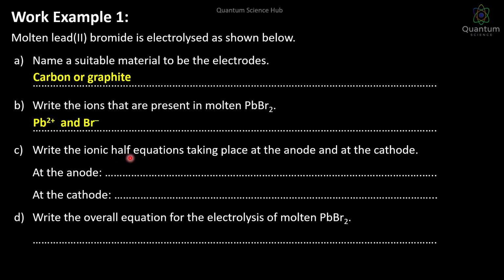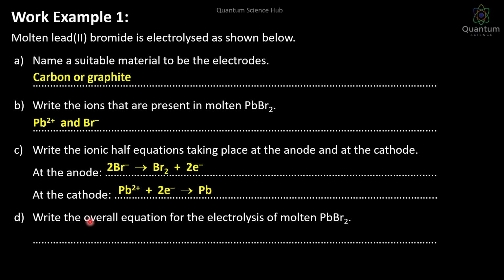Next, write the ionic half equation taking place at the anode and at the cathode. Okay, what is anode? Anode is the positive electrode. So what is attracted to positive? Something negative, right? So it should be Br- ions wanting to become atoms. Since bromine is group 7, it's a diatomic molecule, so you have to put 2 in here, and to balance the equation, you also need to put 2 electrons in here. And cathode is the negative electrode, so what will be attracted to negative? Something positive, right? So it should be Pb2+. So Pb2+ plus 2 electrons will become Pb.